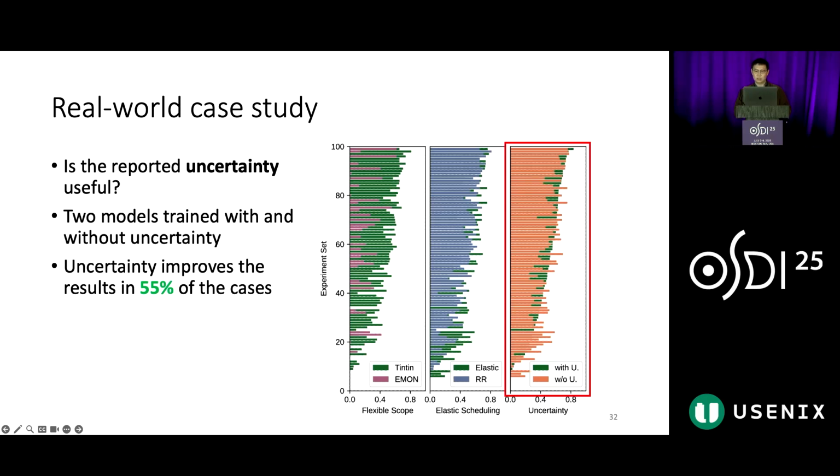Finally, we also wanted to see whether the uncertainty information is actually useful. To test this, we trained two models. One is the original model used by Pond. Another one is a modified version that also includes the uncertainty as additional inputs. So the results show that incorporating uncertainty can improve the performance in 55% of the cases. This shows the usefulness of the uncertainty information.